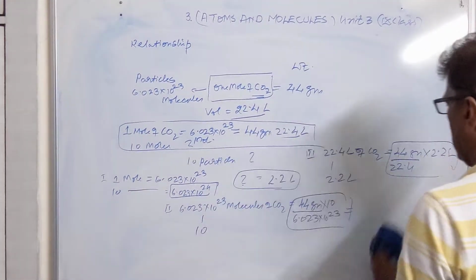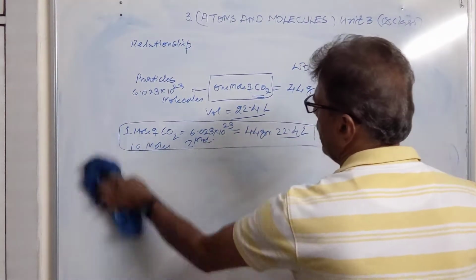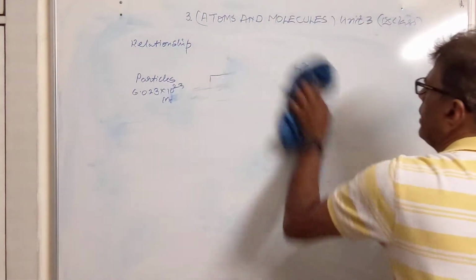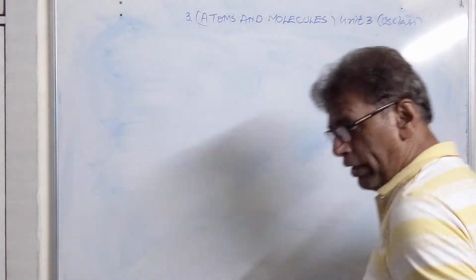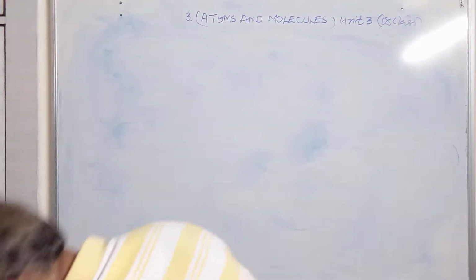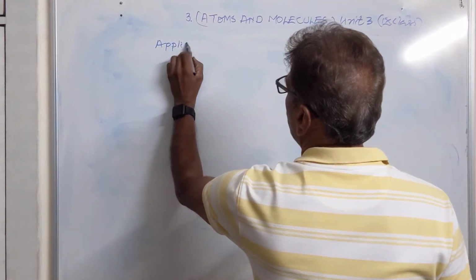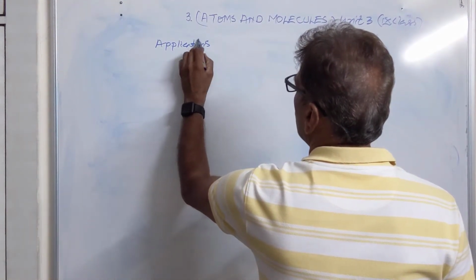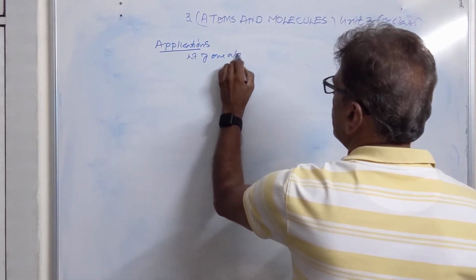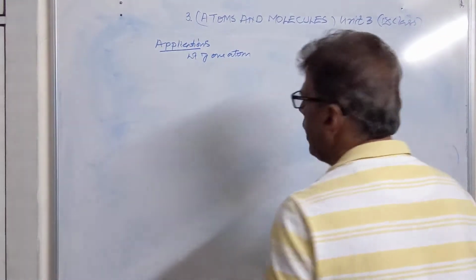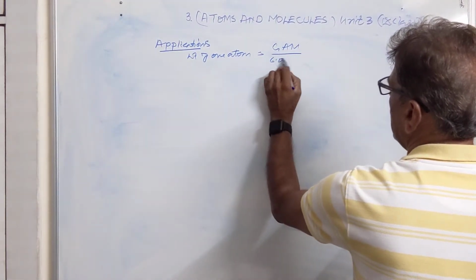Now we take the applications of the mole concept. We have seen three applications in numerical form. Now we see the different applications. We can calculate the weight of one atom, and we can calculate the weight of one molecule. So, applications of the mole concept. Number one, weight of one atom. For any element, it will be equal to the gram atomic mass of that element divided by Avogadro number.